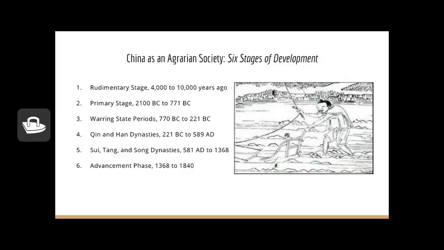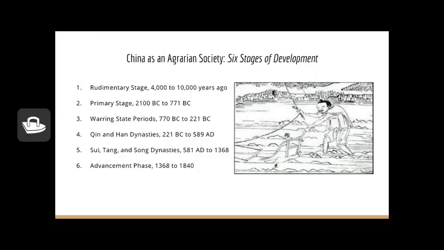The first stage is the rudimentary stage, which ranged from about 4,000 to 10,000 years ago in the Neolithic Age. During this time, Chinese agriculture was developed on the basis of plucking and picking, as well as hunting and fishing. The emergence of agriculture laid a solid foundation for the development of human civilization.